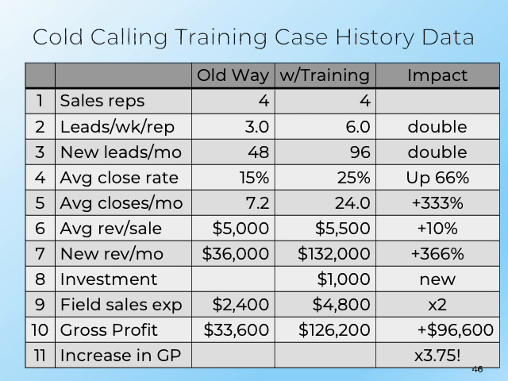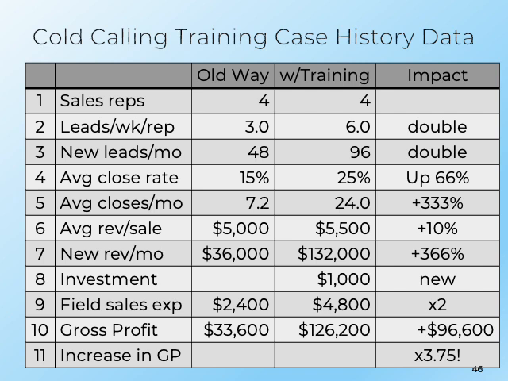Let's say that we had previously worked with a company that had 4 sales reps on line 1 who historically generated an average of 3 new appointments per week per rep on line 2 using their old approach, but which with our training doubled to an average of 6 new appointments per week per rep. This translates to an increase for the company from 48 leads per month to 96 leads per month, as you can see on line 3, or double what they were doing before.